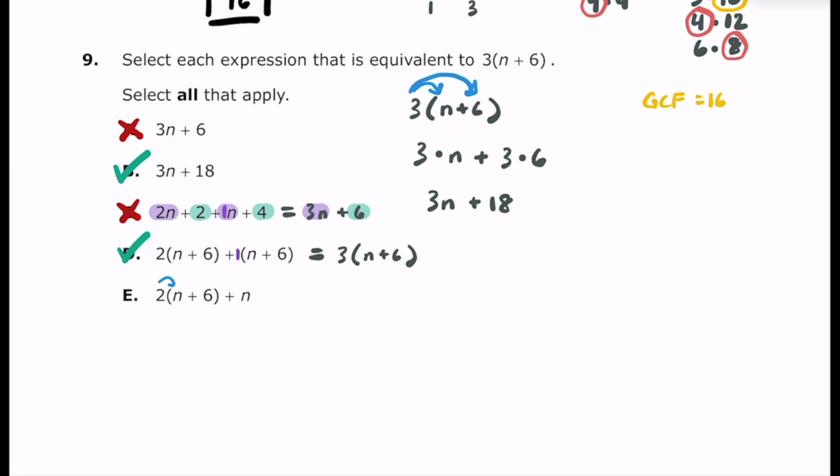I think this one I would probably just distribute 2 times n. This is really going to be 2n. And then 2 times 6 is going to be 12. Go ahead and add 12 plus.